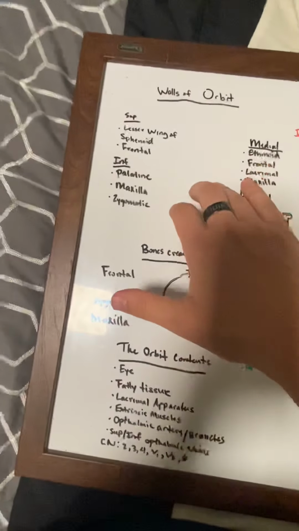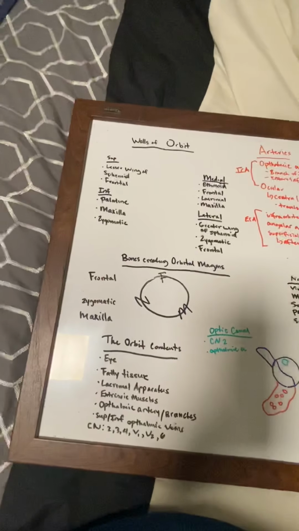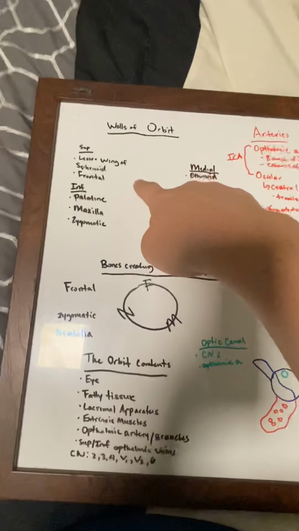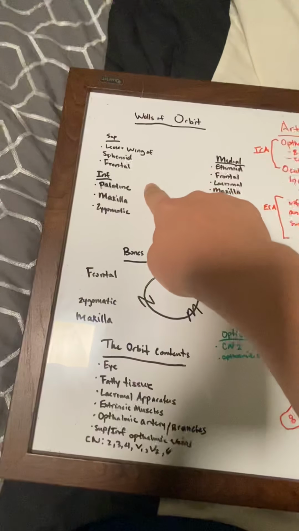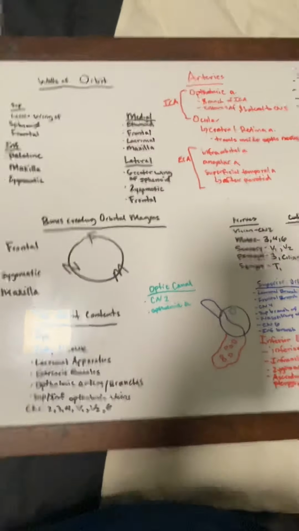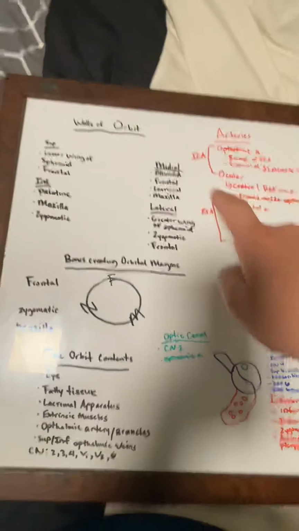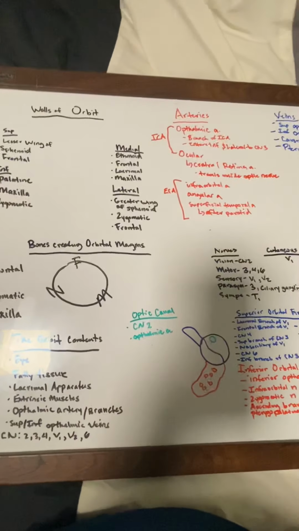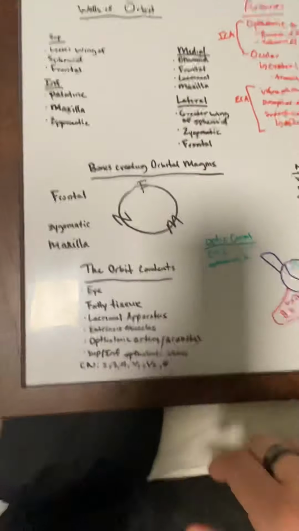So we have some walls, superior, and it's all based off of, I think, the optic canal, which is in the back, but I could be wrong. Superior is going to be the lesser wing of the sphenoid and the frontal bone. The inferior is the palatine, maxilla, and zygomatic. The medial portion is the ethmoid, frontal, lacrimal, and maxilla. The lateral portion is the greater wing of the sphenoid, zygomatic, and the frontal bones. So those are the walls of what makes the orbit.